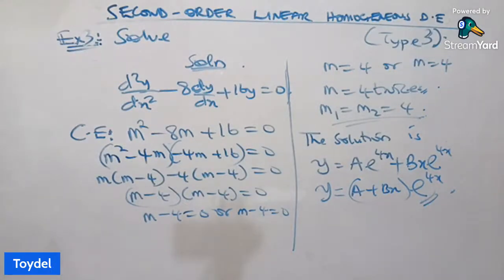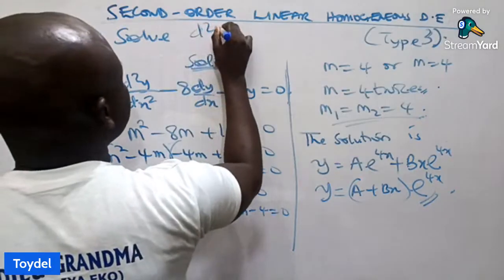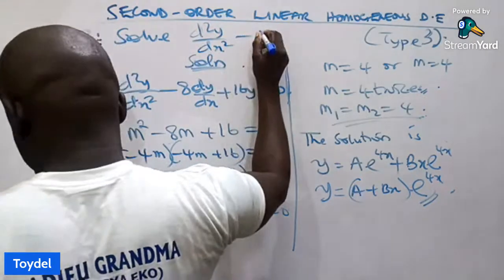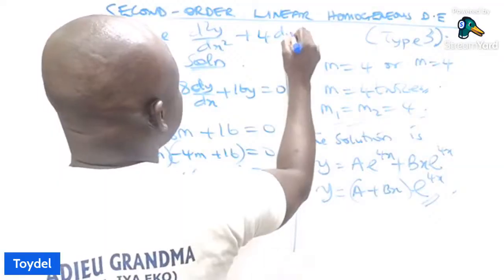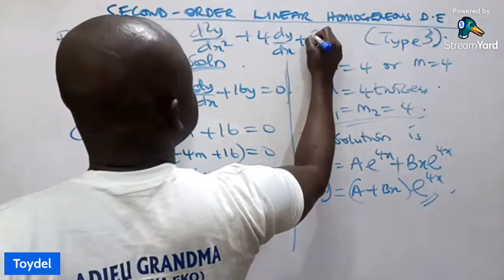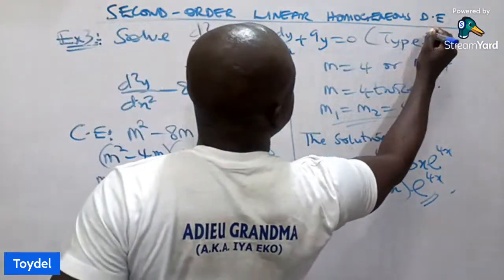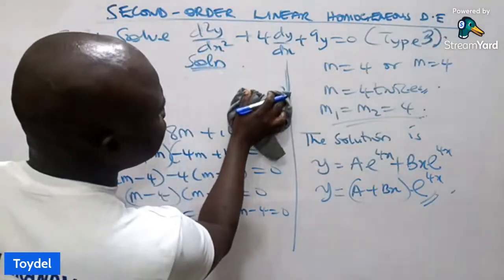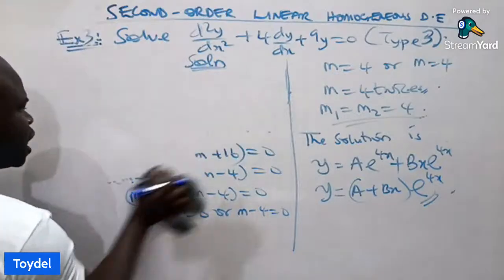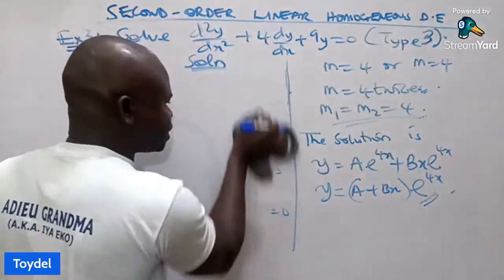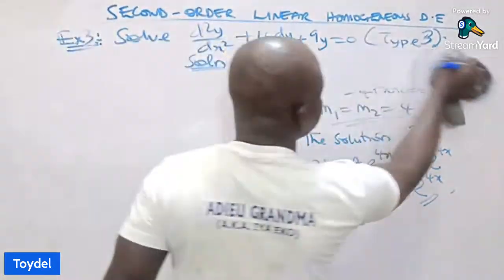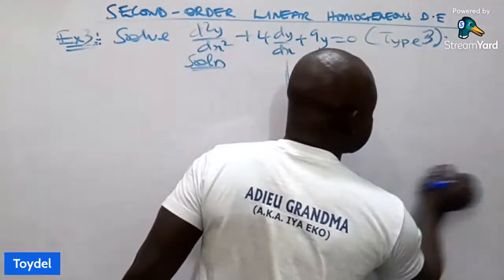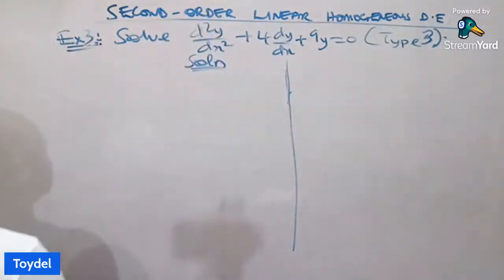Under type 3, differential equations are going to have complex solutions. That is where we have d squared y over dx squared plus 4 dy/dx plus 9y equals 0. So this is an example under type 3. If you find the characteristic equation, at the end of the day, the roots will be complex. So they are going to have imaginary solutions. Then there's the way we write the solution. After this, I'm going to close the class.